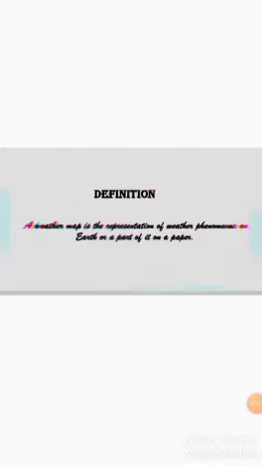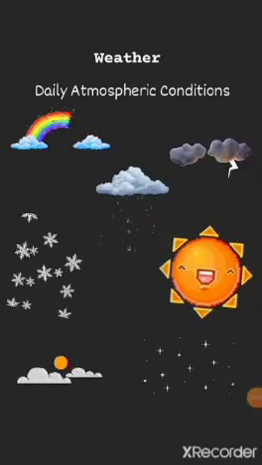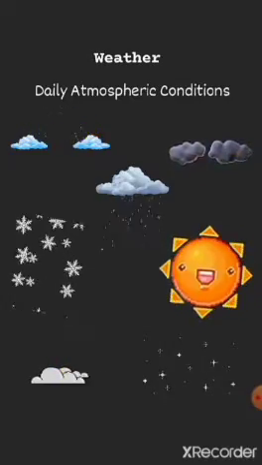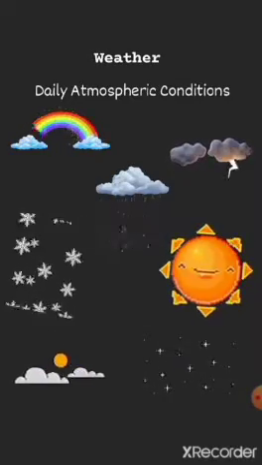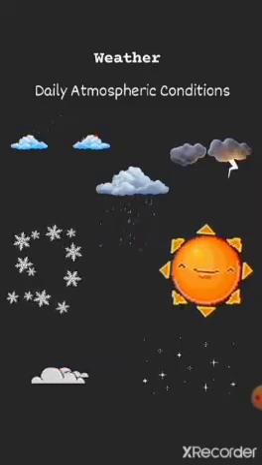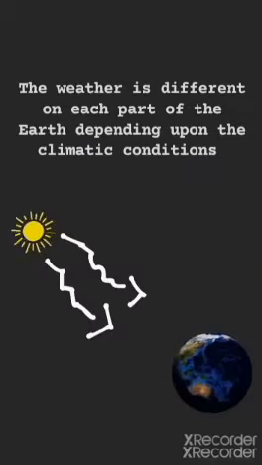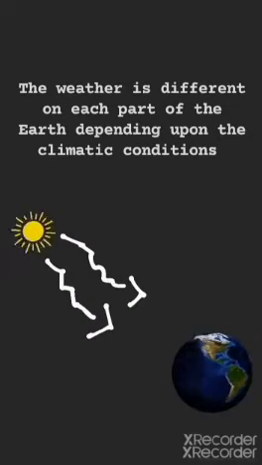A weather map is the representation of weather phenomena on the surface of Earth or a part of it on paper. It's actually the conversion of three-dimensional weather into a two-dimensional surface on plain paper to create a synoptic chart. So let's figure out what weather actually is. Weather is the daily atmospheric condition of a particular area. It may include precipitation, humidity, rainfall, thunder, snowfall, clouds, or clarity or visibility. The weather is different in each part of the Earth depending upon the climatic conditions.